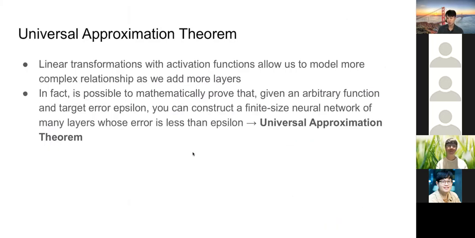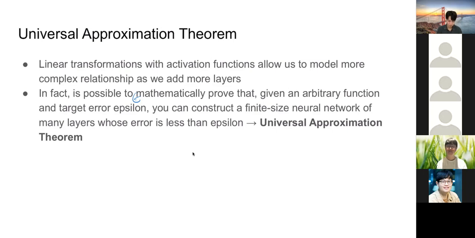Okay, so with the introduction of the activation function, we're now able to model more complex relationships than linear relationships. That's a good thing, but you might wonder how complex a relationship we can model. It turns out that given a target error epsilon, suppose we want to create a model that fits the training data within this error margin, it is possible to construct a many-layered neural network, but still of finite size, such that the error between the output of this neural network and the ground truth in the training data is less than epsilon.